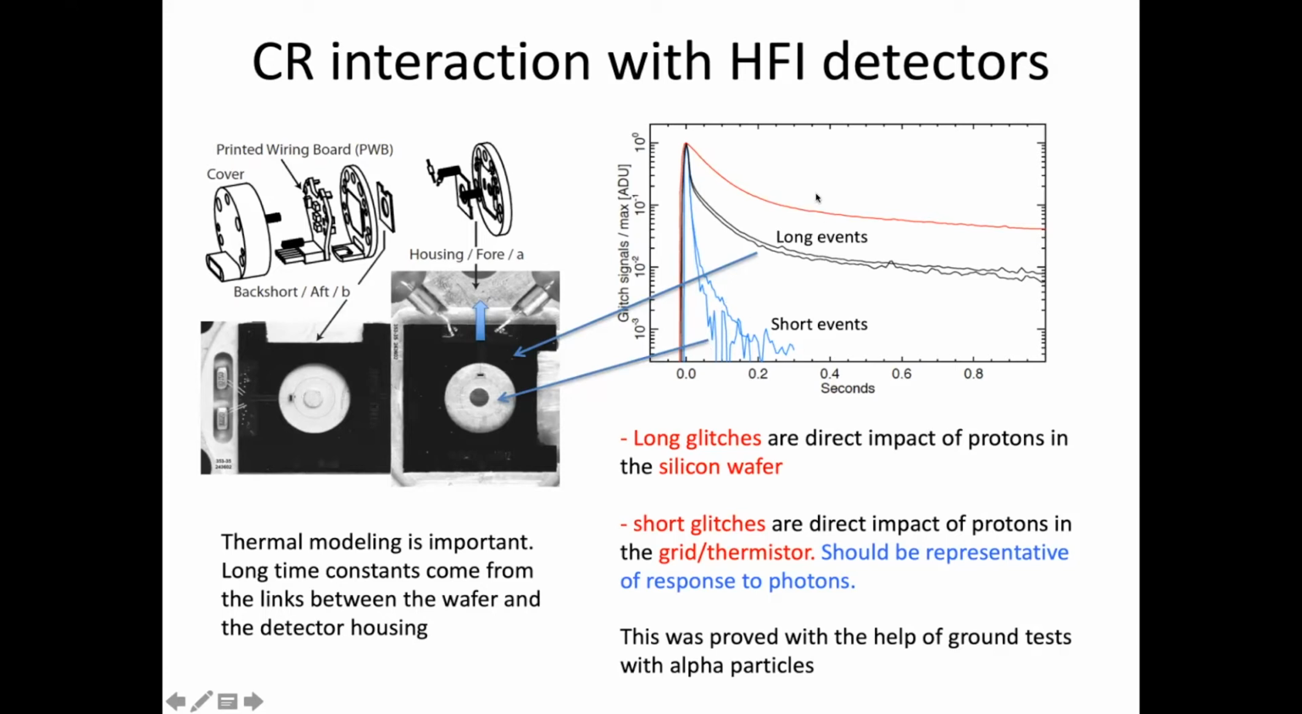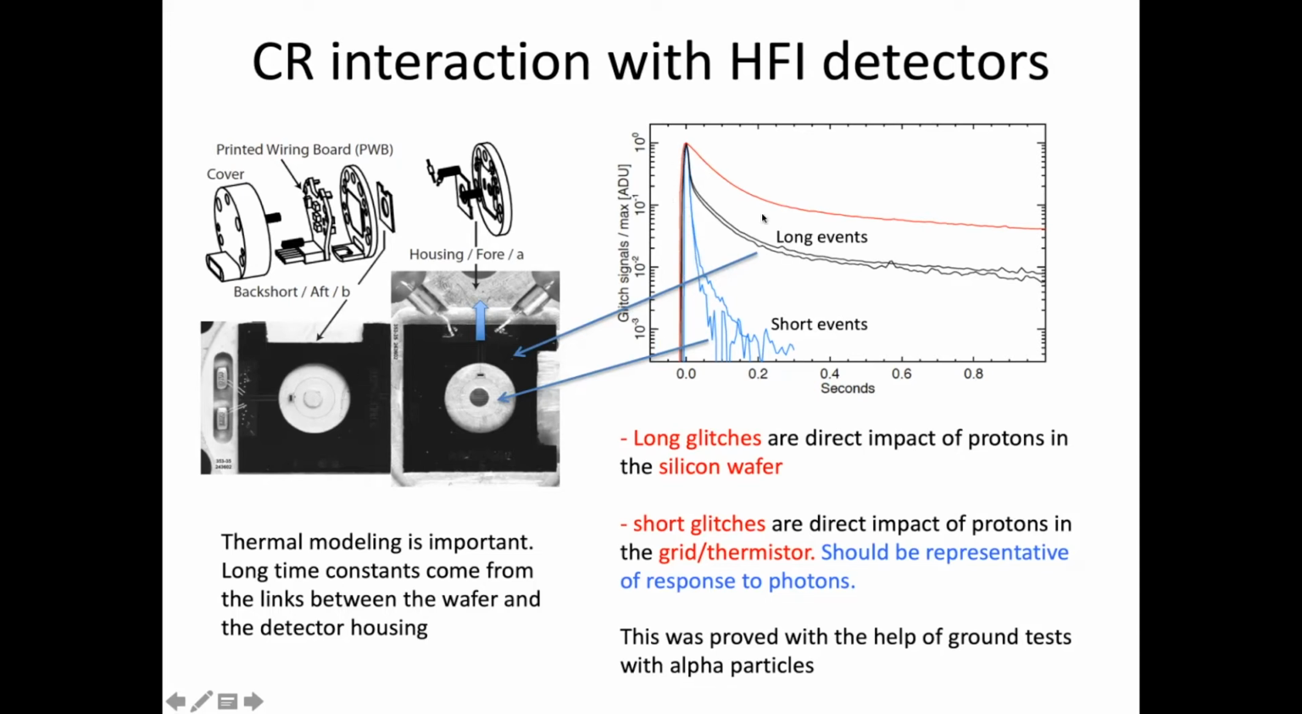So you can see the different categories in there. The fast ones, the short ones, it's only a fast response. You can see examples of two glitches, two different categories of short glitches actually that we identified, but they are fast rise, fast decay. They just fall on the thermistor or the grid.